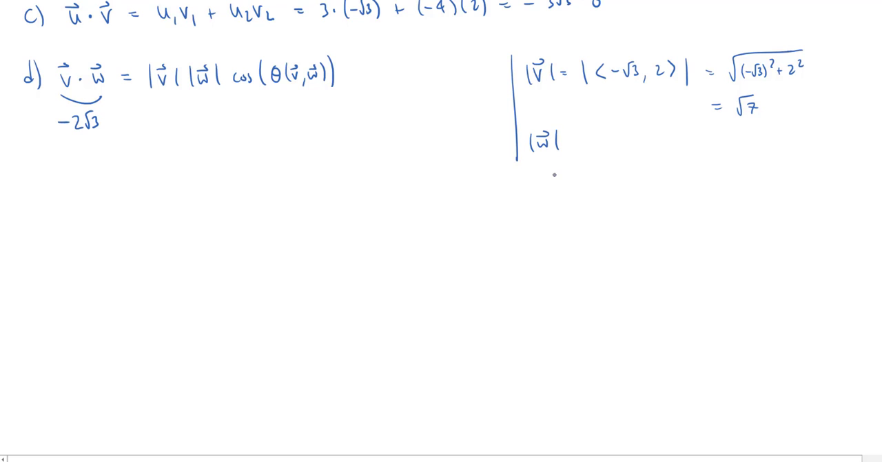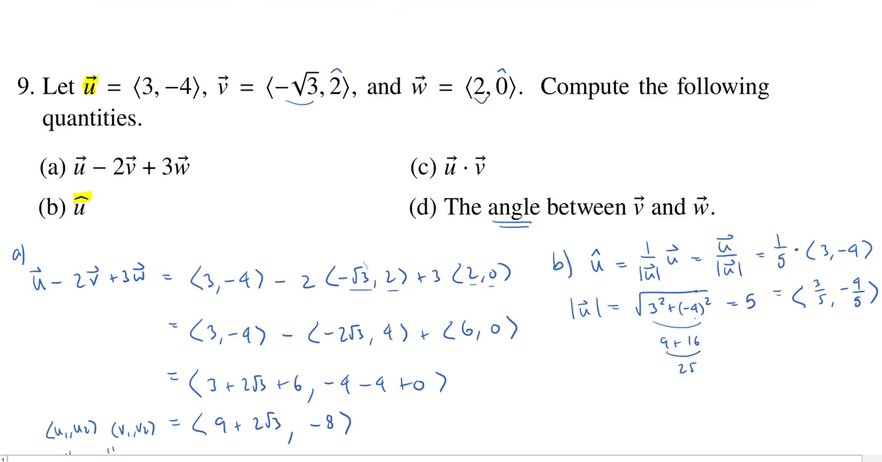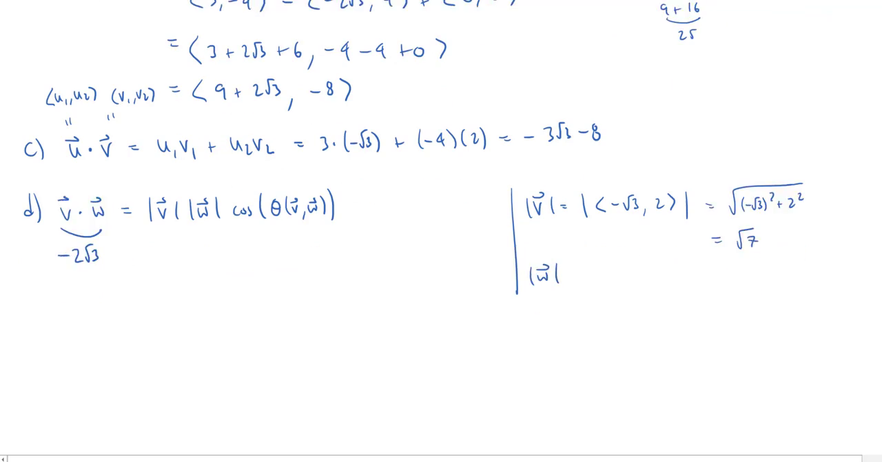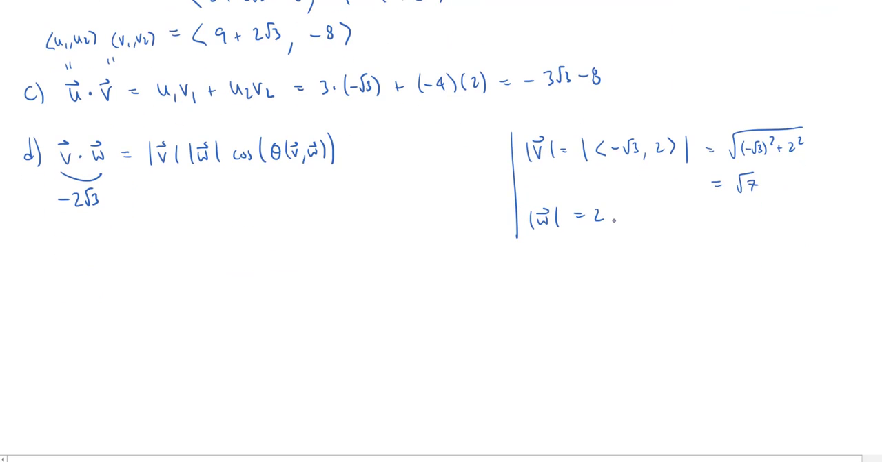Okay, how about the length of w? Well, w, that was actually a pretty easy vector, right? This is just 2 comma 0. If we graph this, 2 comma 0 means, say, if we started from the origin, you're going to head out 2 in the x direction and not up in the y direction. So this is just a vector of length 2. We could go through the whole formula, but it doesn't seem to be worth the time. Okay, so we end up with length of v, which is root 7, times the length of w, which is 2, times the cosine of the angle between v and w.